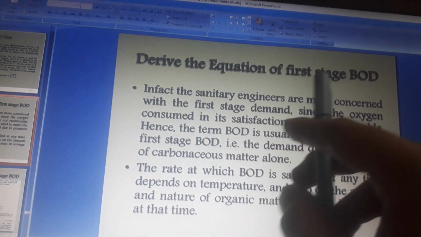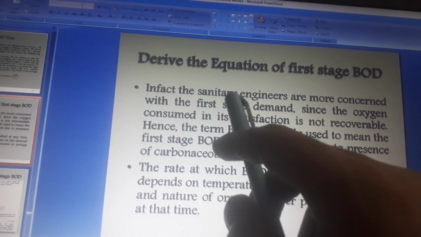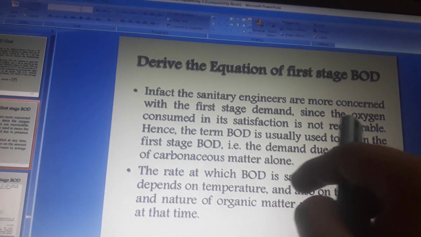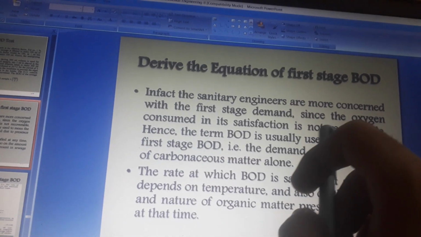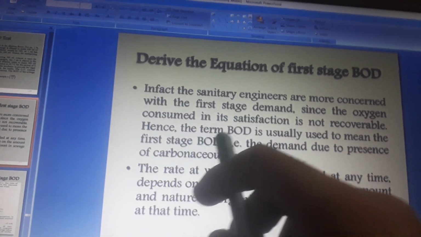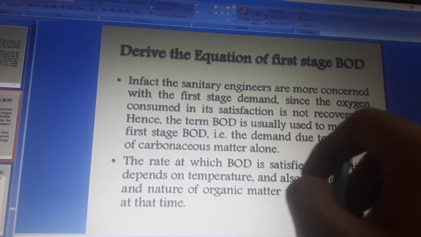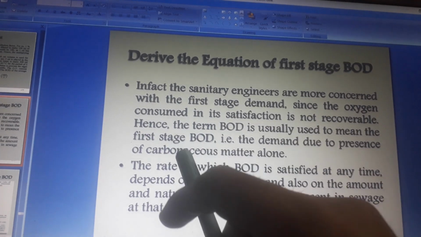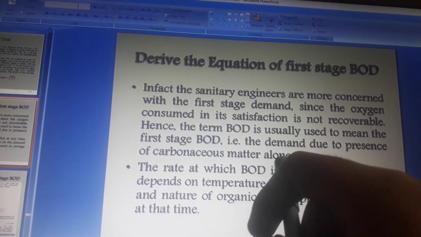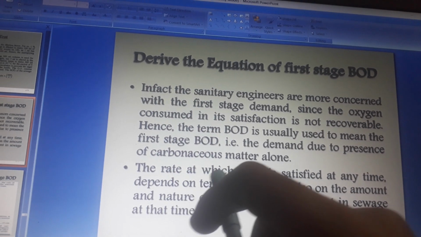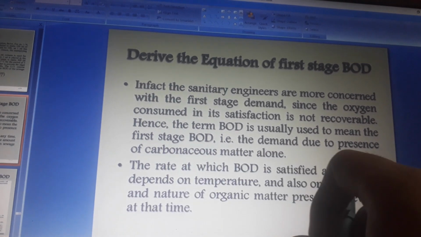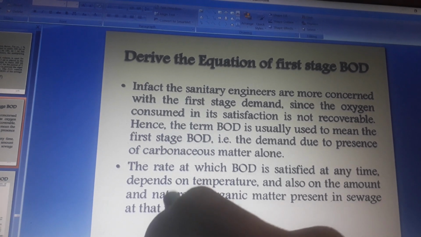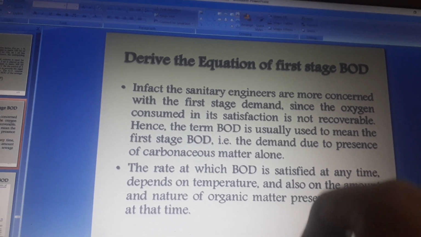Derive the equation of first stage BOD. In fact, the scientists are more concerned with the first stage BOD since the oxygen consumed in its satisfaction is not recoverable. Hence, the term BOD is usually used to mean first stage BOD, that is the demand due to the presence of carbonaceous matter alone. The rate at which BOD is satisfied at any time depends on temperature and also on the amount and nature of organic matter present in the sewage at that time.